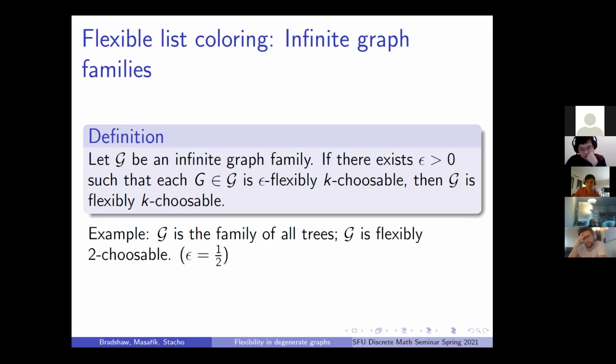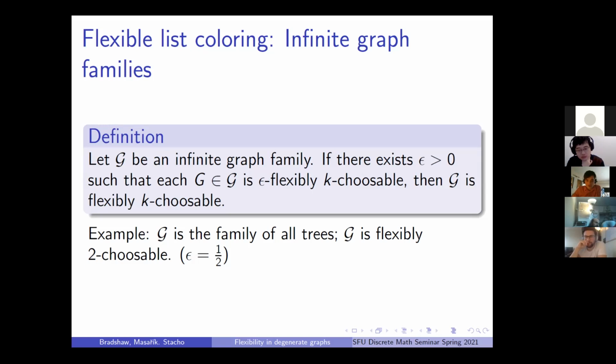Anyway, though, if we have an infinite graph family, we say that the whole graph family is epsilon flexibly k choosable... I'm sorry, I messed up the definition. Basically, if you have a graph family G that's infinite and every member of the graph family is epsilon flexibly k choosable, then we say that the whole graph family is just flexibly k choosable. So if every member is epsilon flexibly k choosable for some universal epsilon, then we say that the whole family is flexibly k choosable. I'll give an example, which is the family of trees.